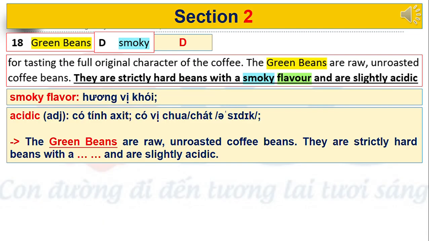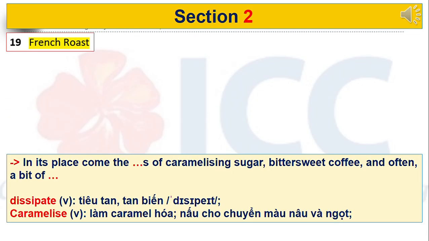We've also got French roast, and the flavour that comes across in French roast coffee usually has more to do with the roasting process than the actual quality of the beans. By the time the beans are dark enough to qualify as French, most of their original flavour has dissipated. In its place come the flavours of caramelising sugar, bittersweet coffee, and often a bit of chocolate.